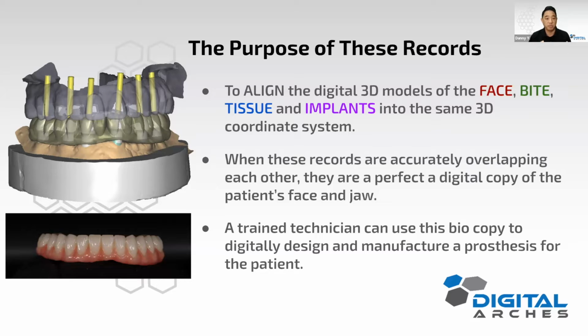And that's going to give a well-trained technician the ability to design a very nice prosthesis for this patient and then manufacture that prosthesis for that patient and do it very efficiently and do it well. Basically, you want these records to be as accurately overlapping each other as possible, as true to the patient's jaw as possible, because ultimately, the better job we do with this, and the more accurately we're able to align all those pieces, the less adjustments there will need to be made when the prosthesis is actually placed in the patient's jaw.